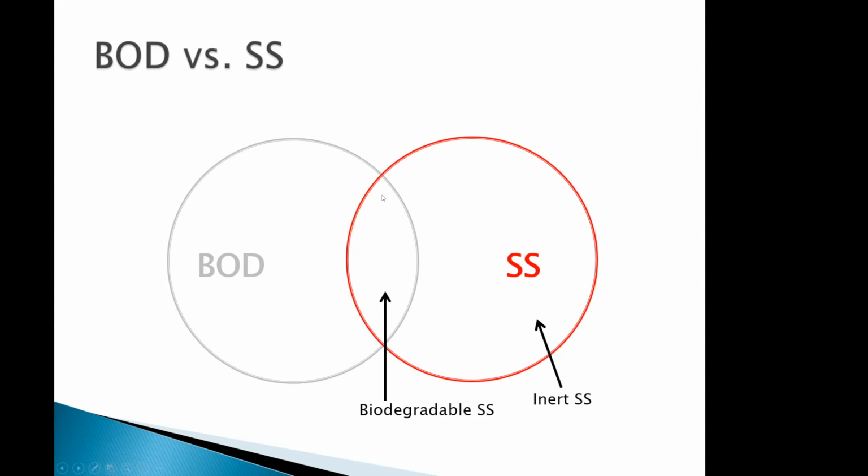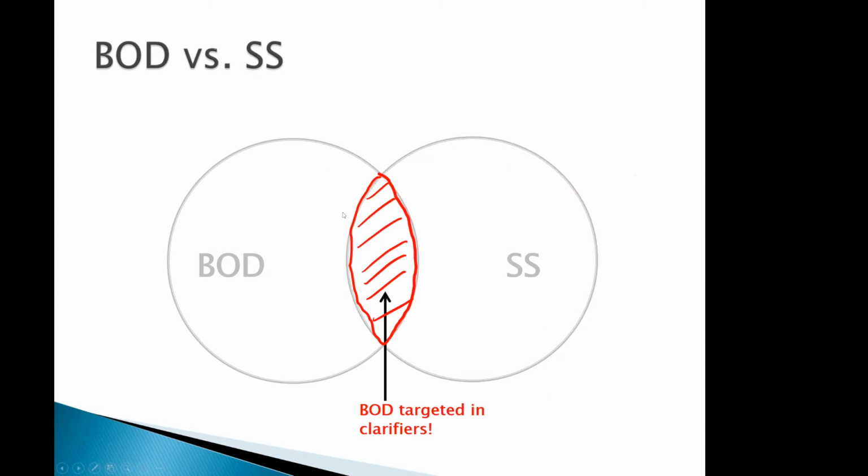So again, this would be a suspended solid like a bacterial cell that is a solid. It's a particle, but it is organic and it will biodegrade through the wastewater process. And so really what we're targeting in a primary clarifier is this overlap area. It's the BOD that is bound up in suspended solids, and therefore that's the portion of the BOD that we're going to remove from the wastewater.